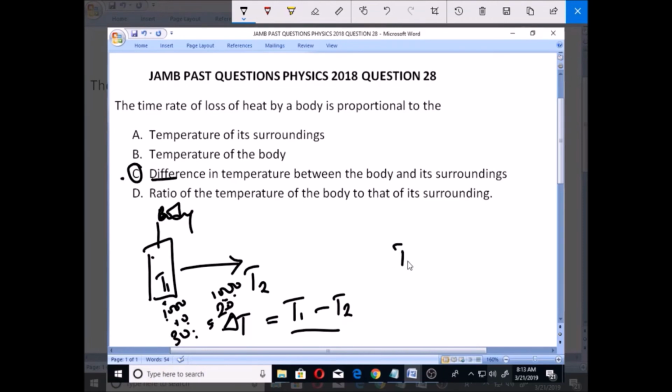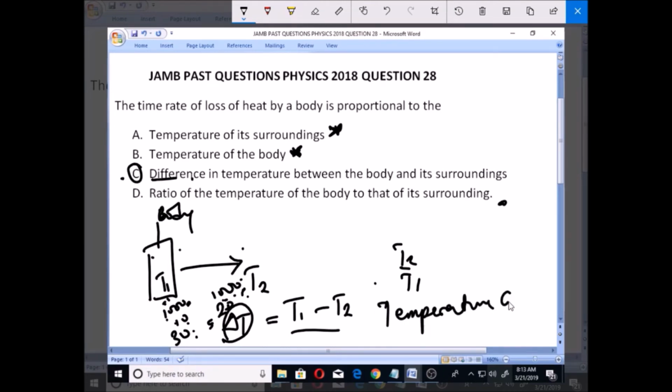It is not T2 over T1, which is what D is talking about. It is not the magnitude of the body temperature or the magnitude of the temperature of the surrounding, because if the magnitude is so large but equal, then there will be no movement. What actually causes loss of heat or movement of heat in and out of the body is the temperature difference. Once there is a temperature difference between T1 and T2, we have what we call temperature gradient, which allows for heat loss or even heat gain.